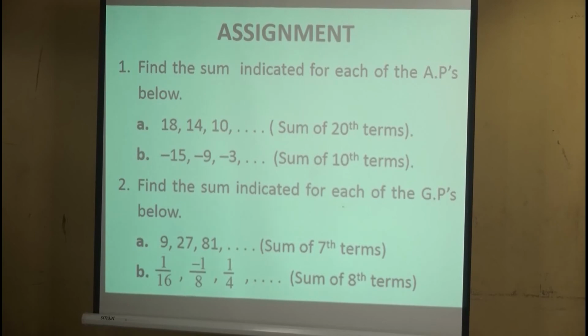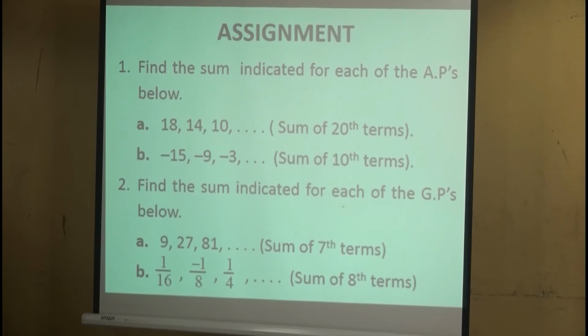B, minus 15, minus 9, minus 3. We are expected to find the sum of the first 10 terms of that AP. Then question number 2: find the sum indicated for each of the following GPs. Question A, under number 2, we have 9, 27, 81. We have to find the sum of the first 7 terms of that GP.